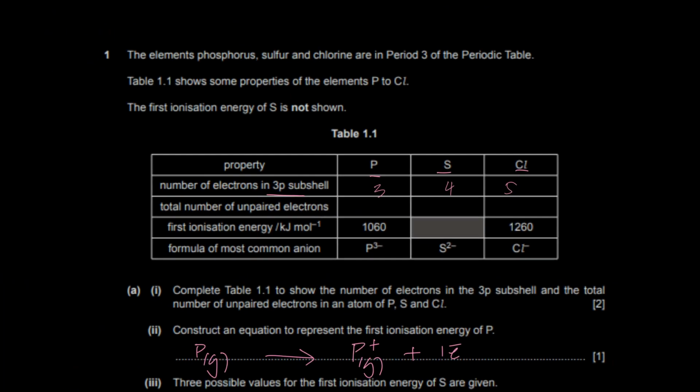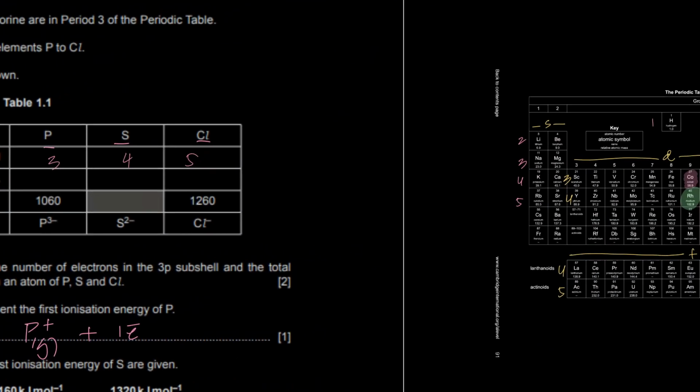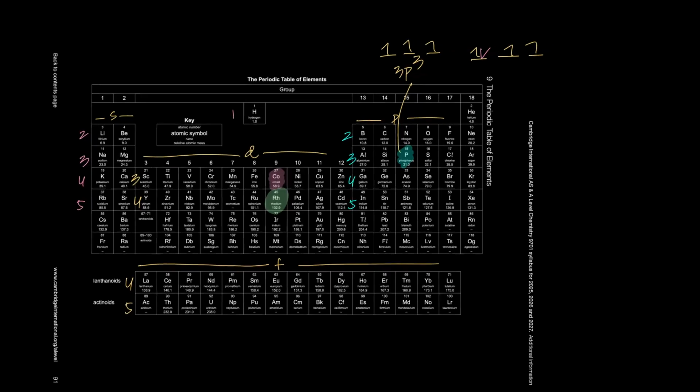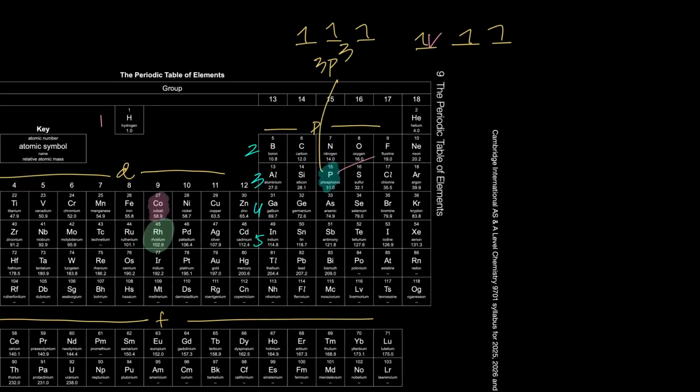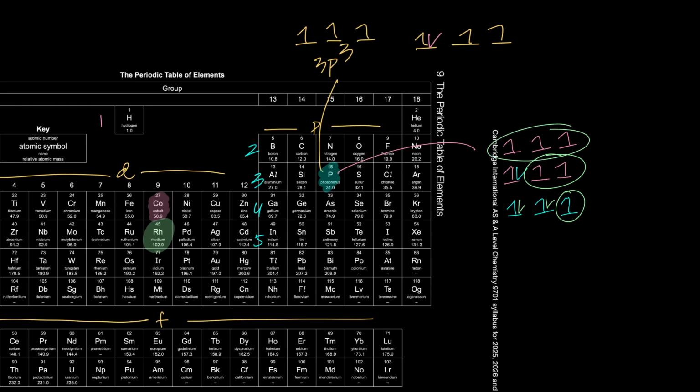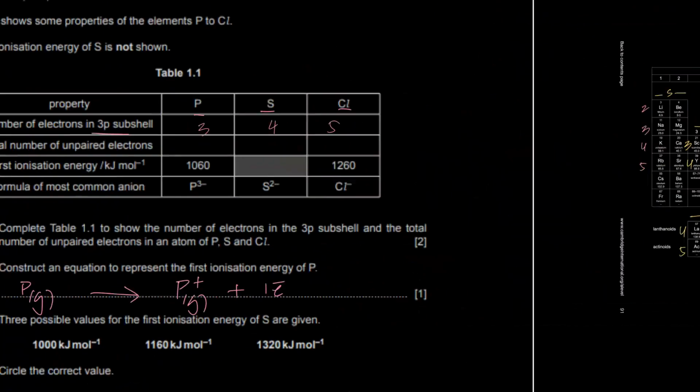Next, the total number of unpaired electrons. For that, you'll remember, if you were to talk about unpaired electrons, you'll have to write down the electron in box diagrams, or the electronic configuration in terms of orbitals. So phosphorus is 3p3. Sulfur is 3p4. That's sulfur. And chlorine is 3p5. So chlorine has one unpaired 3p orbital, sulfur has two unpaired 3p orbitals, and phosphorus has three unpaired 3p orbitals.